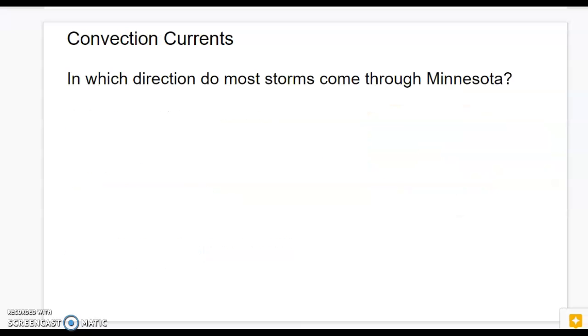Other stuff. We're going to change gears a little bit because we were talking about our seasons and how Earth gets heated up differently, but we want to really start moving towards which direction most of our storms come through in Minnesota. Like if you hear about tornadoes or most storms, which direction they come from. Really, they tend to come from the southwest. They tend to move northeast. It's like, why do they do that? Well, there are going to be some pieces that we'll be putting together in the next few days to explain why they move from the southwest to the northeast.